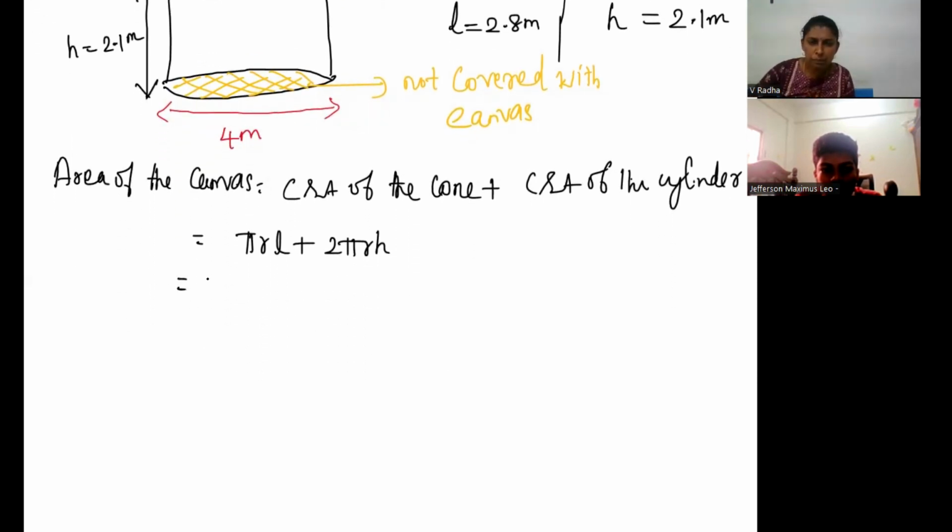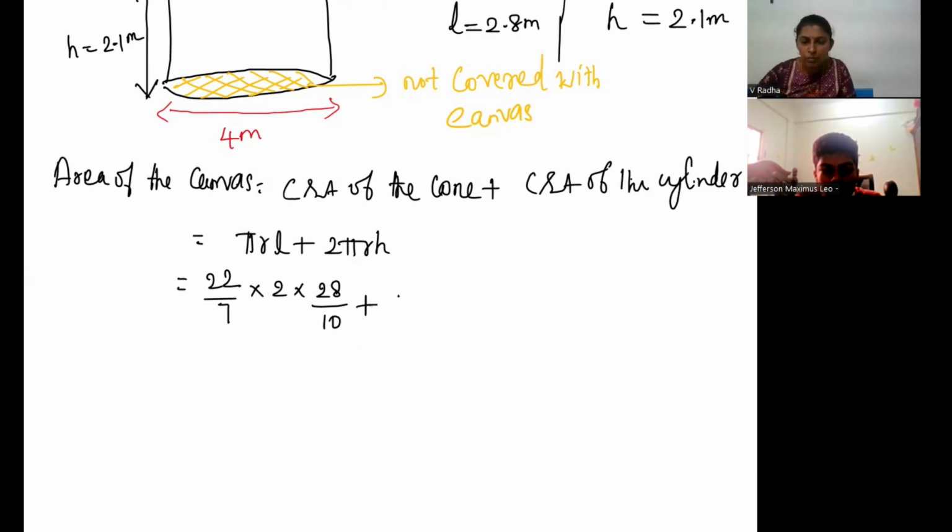Here, pi is 22 by 7, radius is equal to 2. 4 by 2 is 2. Our slant height is 2.8. So in the simplification portion, we need to take it as 28 by 10. This is easy to do the calculation.